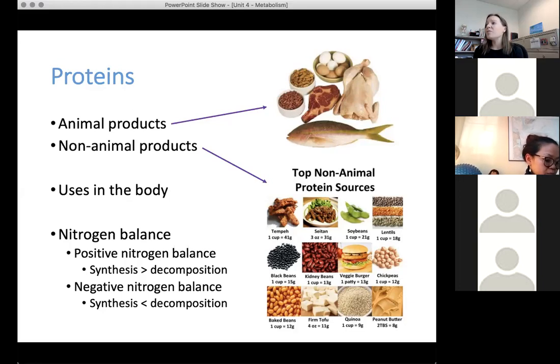On the other hand, negative nitrogen balance is when protein synthesis is less than the rate of decomposition. So your body is breaking down proteins more than it's making them. And that's not a good thing. This is often seen when individuals are suffering from a serious injury or malnutrition or starvation, or even a really high fever. Remember, high temperatures can break down proteins, that denatures them. So that is a bad thing.